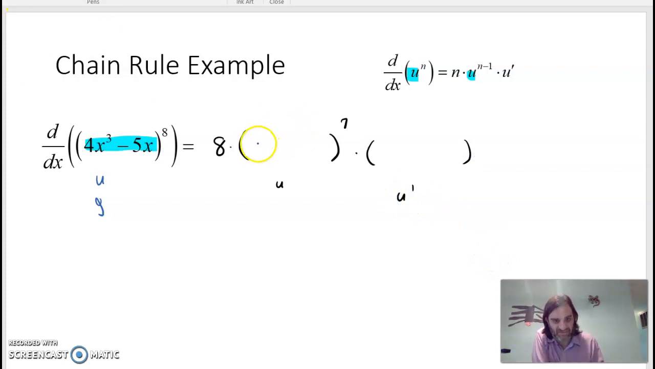So the u was 4x cubed minus 5x, and then the derivative of that was 12x squared minus 5. Clean up if you like. But we assumed what I highlighted here, 4x cubed minus 5x, was g. That relates to the u. So we don't have to list everything out, because we know that the power function is the f in this.